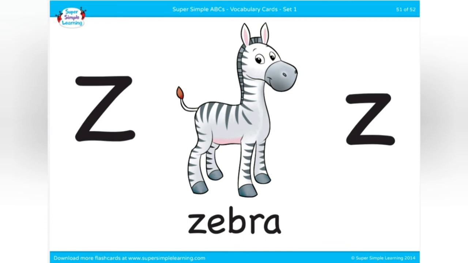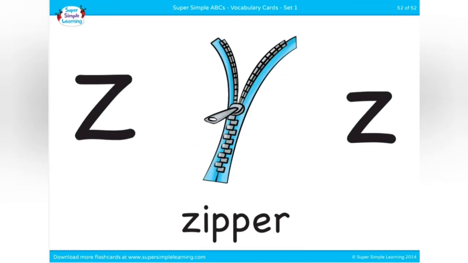The last letter of the alphabet is Z. Z. Sound of Z is Z. The zebra. Zipper.